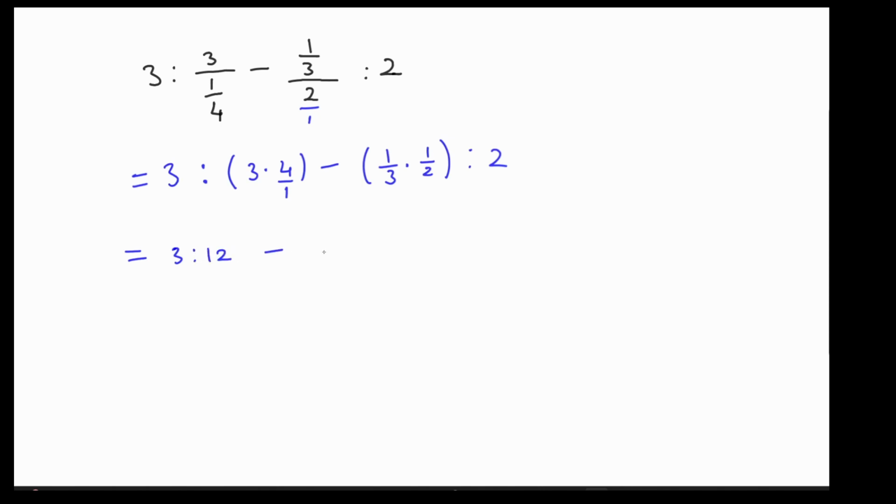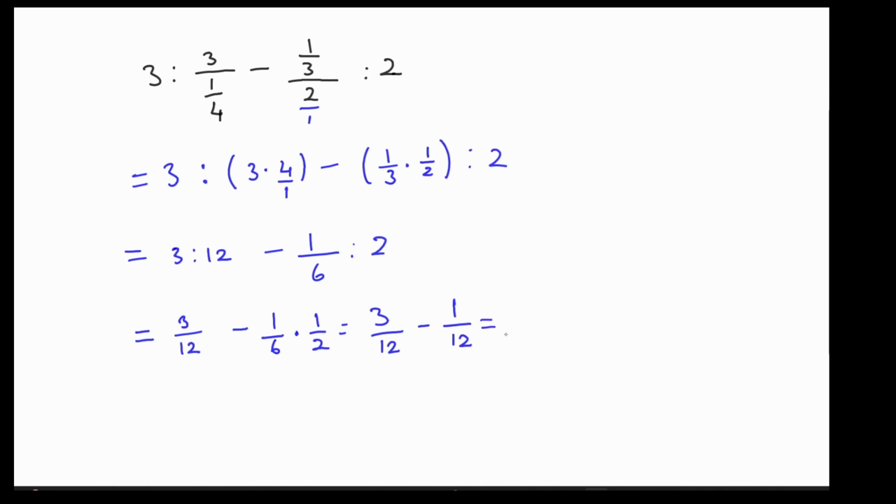We have minus still. We have 1 when we're multiplying. 1 times 1 is 1. 3 times 2 is 6. Now let's continue. 3 divided by 12, we can just write it as 3 over 12. It's the same thing. Minus, we have the first one, 1 over 6, and the second one, multiply and flip the second one, which is 1 over 2. 3 over 12 minus 1 times 1 is 1, 6 times 2 is 12.